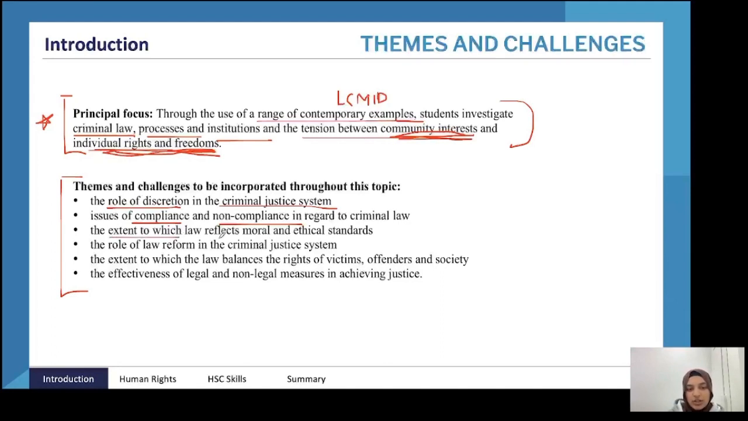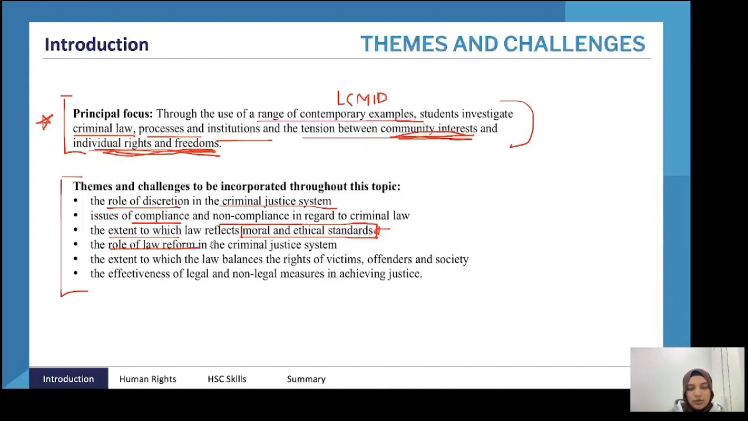Extent to which the law reflects moral and ethical standards. This was actually the question that is quite often posed, right? And we can see that this question is quite important because moral and ethical standards is something that legal studies really tends to highlight and tends to want to address.